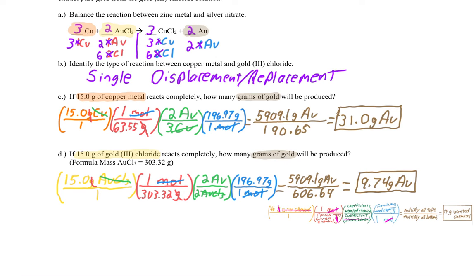Now, if this was a limiting factor question, I would choose the smaller answer, which would be the 9.74 grams. And if I needed to figure out what limited this reaction, it's whatever produces the smaller answer. So the limiting here would be the AuCl3. Just in case this was a limiting factor question.